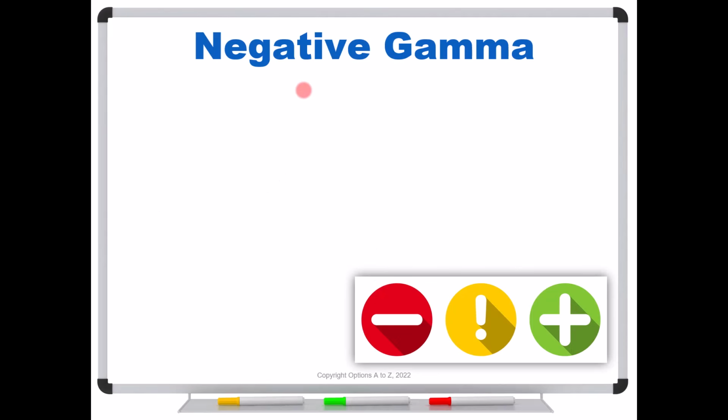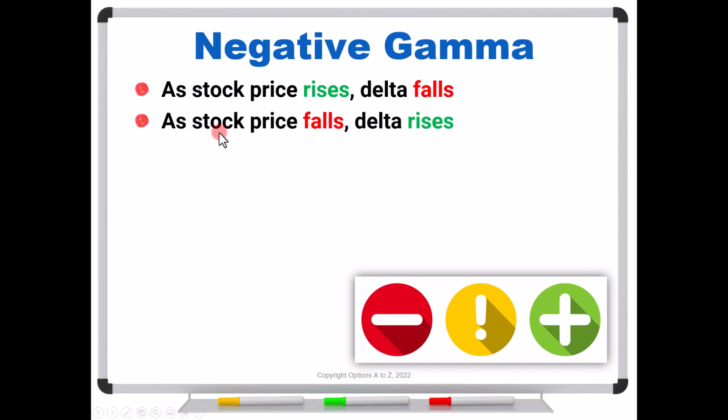Let's take a look at some negative gamma. What happens here is that as the stock price rises, your delta falls. You see how it's moving in the opposite direction from positive gamma. And conversely, as the stock price falls, delta rises. That's what it means to be negative gamma. Stock price up, delta down. Stock price down, delta up. The delta is moving in the opposite direction from the direction of the stock. That's what negative gamma is showing you.